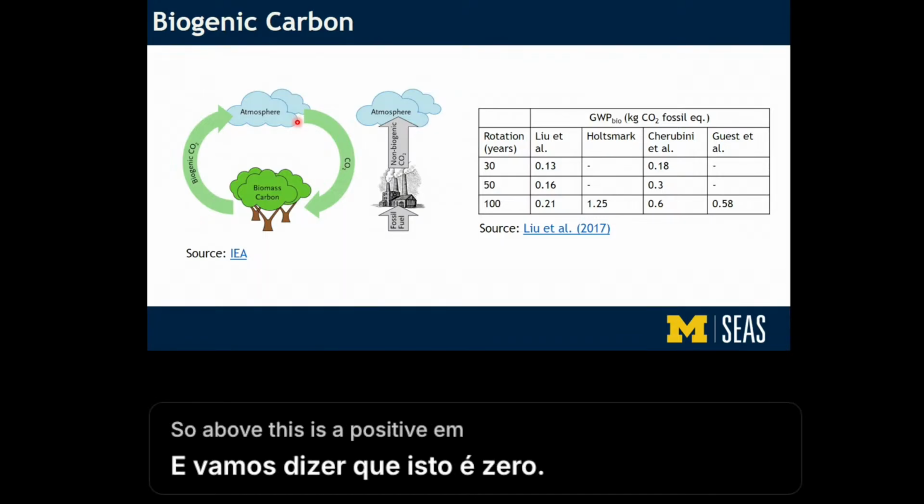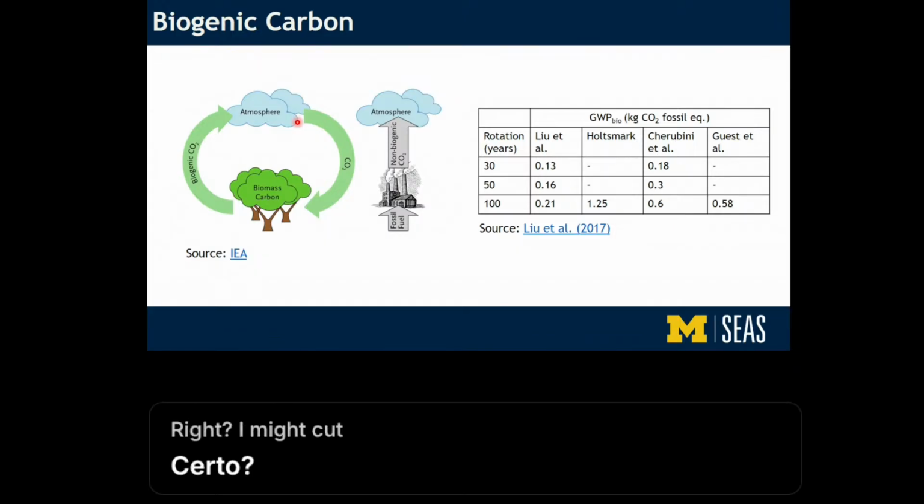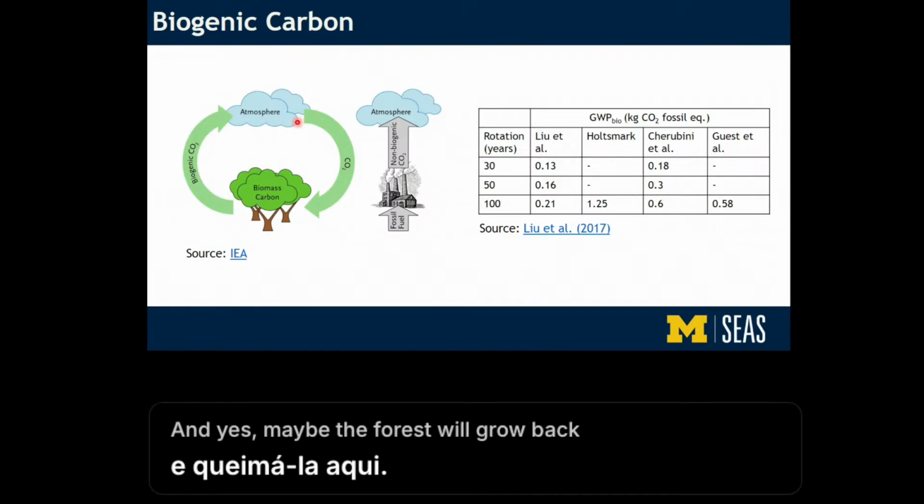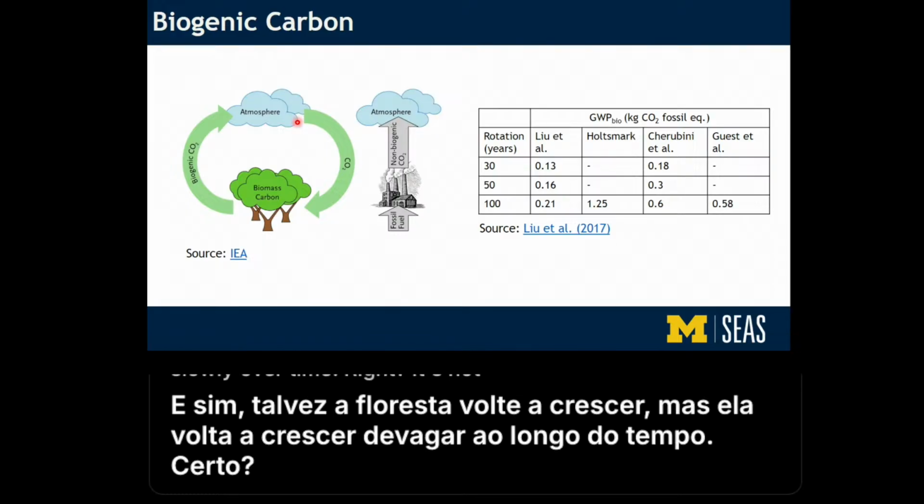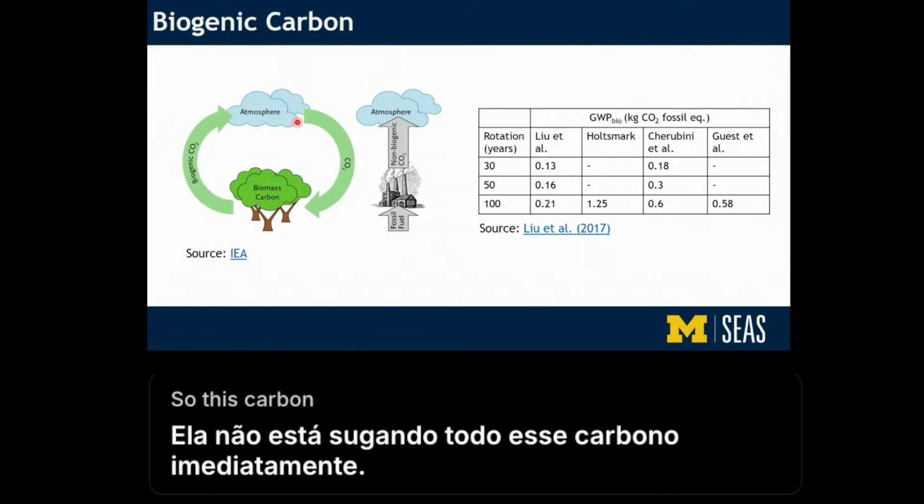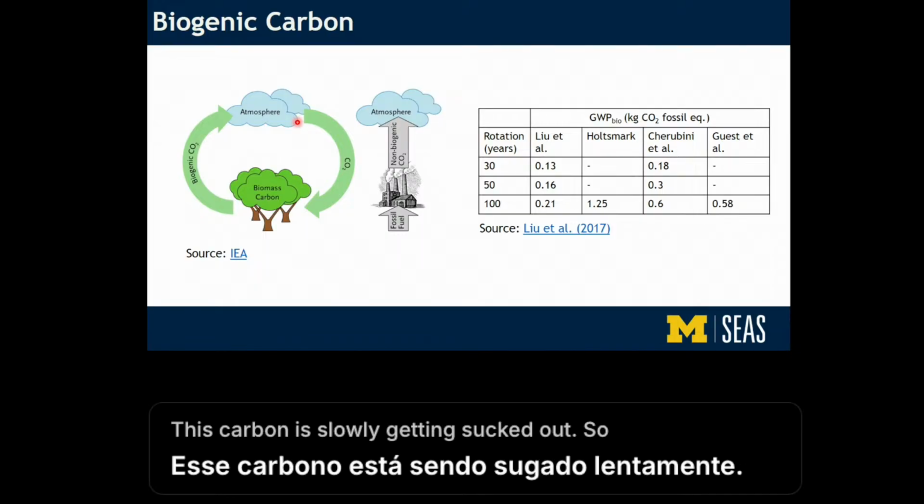I might cut down my tree at year 0 and burn it here, and yes, maybe the forest will grow back, but it grows back slowly over time, right? It's not sucking all that carbon in immediately. So this carbon is causing global warming already. This carbon is slowly getting sucked out. So even if it is carbon neutral, it's not climate neutral. Those are different things. Does that make sense?